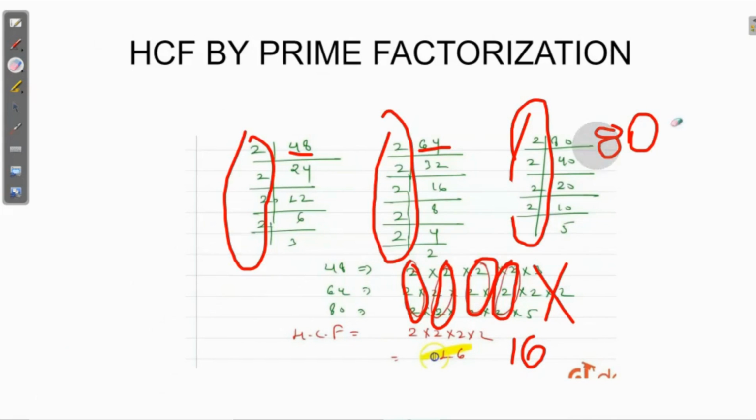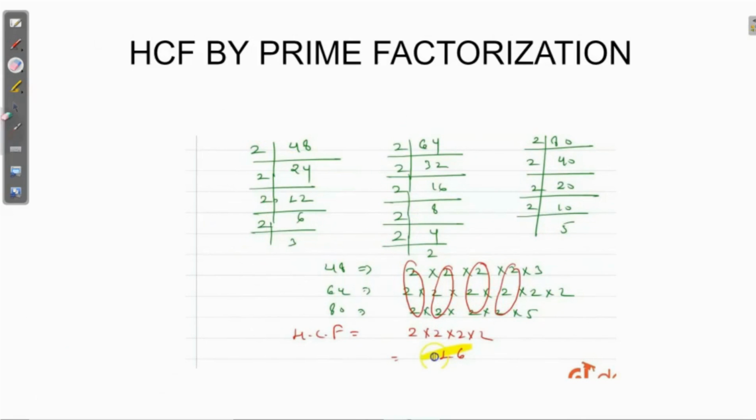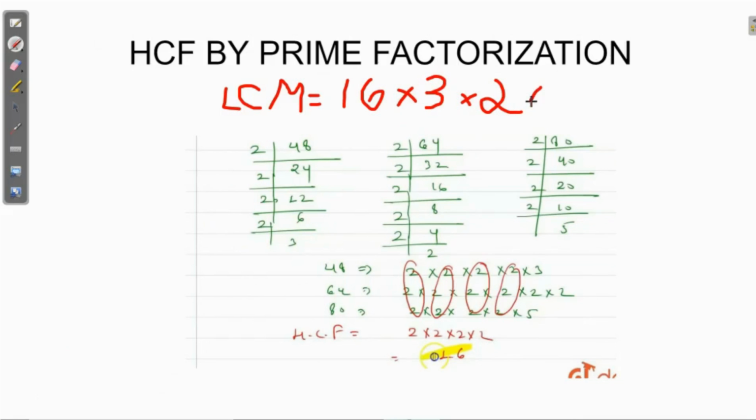I can also do LCM in the same method. Like after finding prime factors of each one of them, I can also do LCM. I'll show how. See, LCM, first I have to take the common numbers. That is 2 to the power of 4 is common, right? That is nothing but 16. I already have that. And then the left out numbers one by one. What is left out? 3 is left out. And then 2 into 2 is left out. And then 5 is left out.